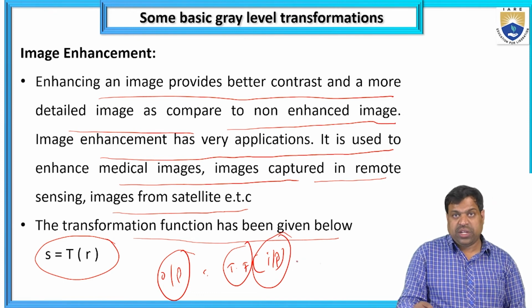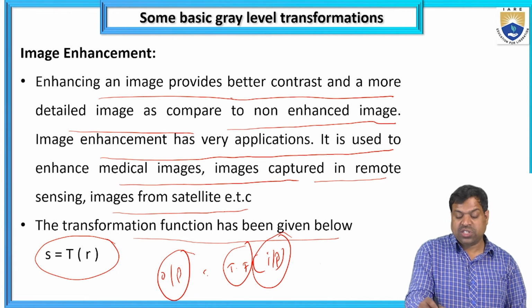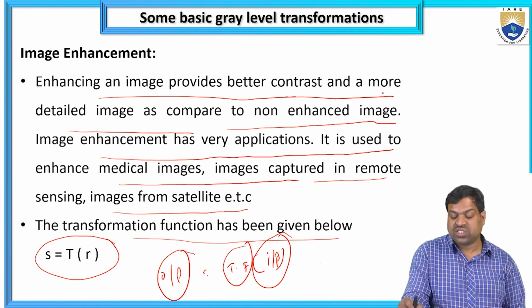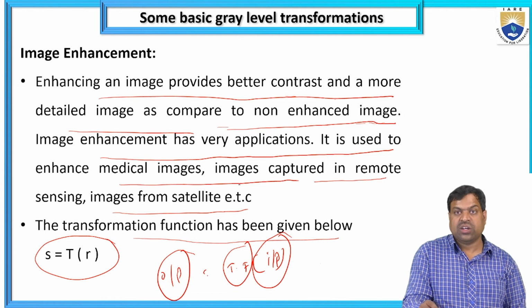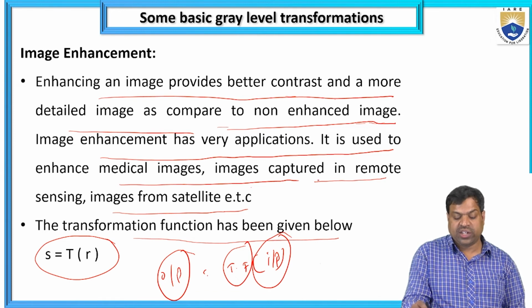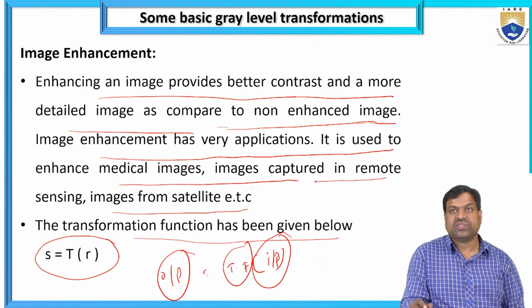So what is the exact meaning of image enhancement? Image enhancement provides a better contrast of an image, with more detail compared to a non-enhanced image. It has many applications, and is used to enhance medical images, images captured in remote sensing, images from satellites, etc.